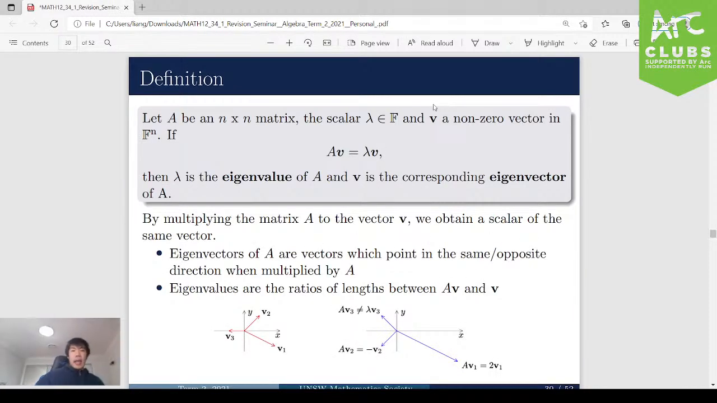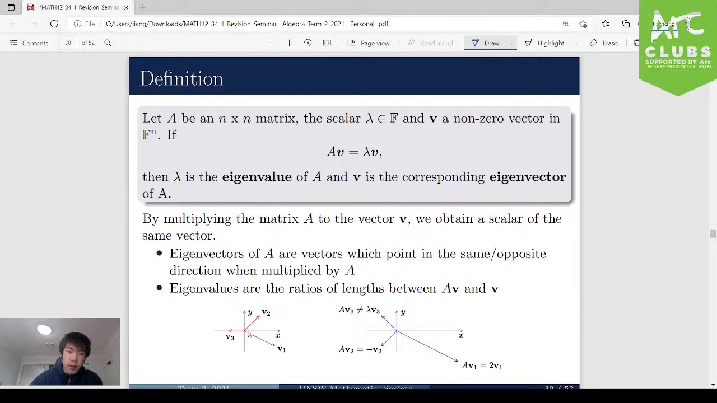So let A be an n by n matrix and the scalar lambda from the field F, and V a non-zero vector in F^n. If AV equals lambda V, then we call lambda the eigenvalue of A and V the corresponding eigenvector of A. Okay. So what we're basically saying here is, if we transform this vector V by the matrix A, we end back up with just a scaled version of itself. Okay? And hopefully these diagrams here help you understand that a bit more.